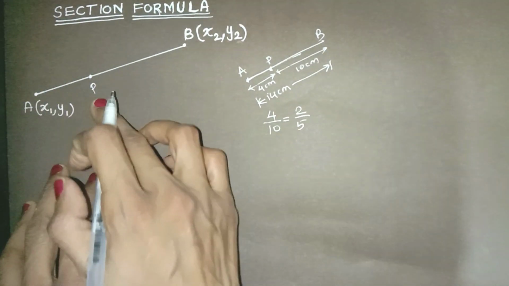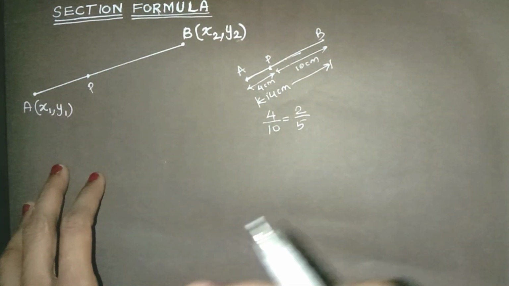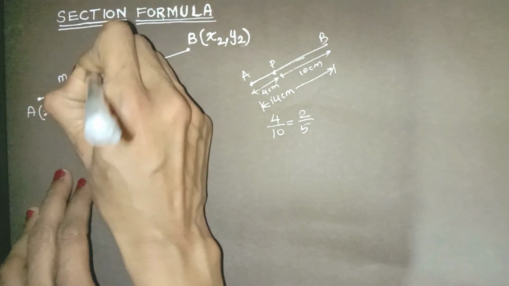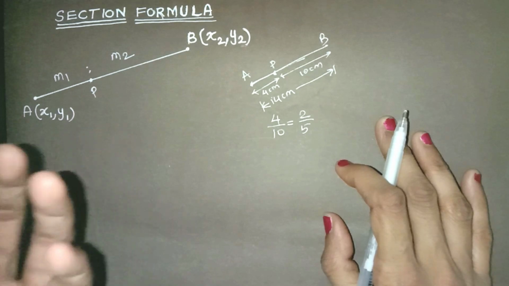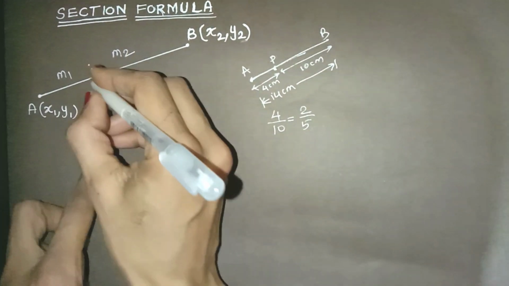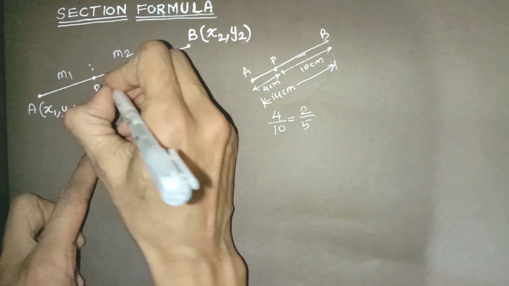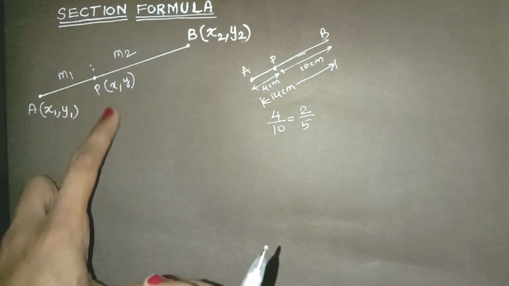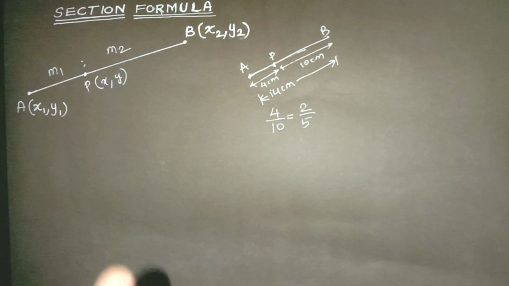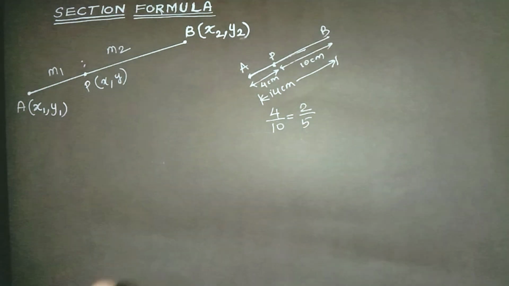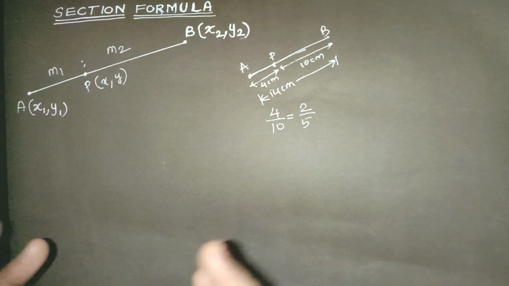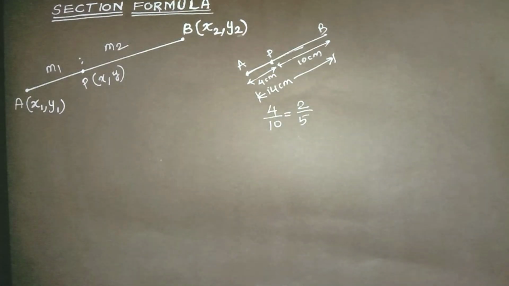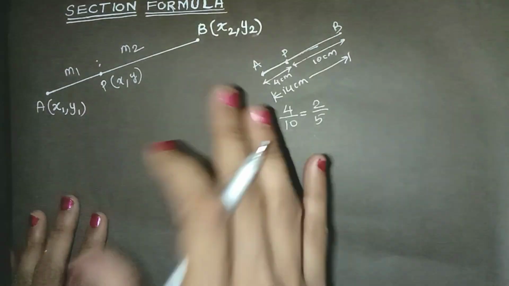So this point P is dividing this line segment in some ratio. Let's call that ratio as m1:m2. Like here it was 2:5. Like that I'll take it as m1:m2. We have to find what are the coordinates of this point P. Okay, so let's call the coordinates as x, y. Then friends, using the concept of similarity of triangles, we have a proof by which we can get the coordinates of this point. Let's not go too much into that proof because it's a little bit lengthy, but we'll just mention what is the formula. So this is the section formula.